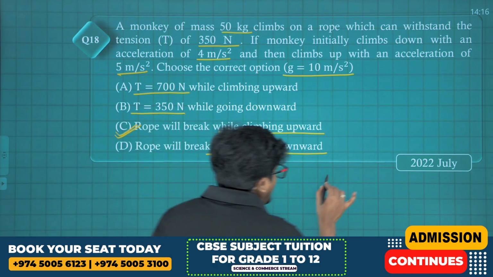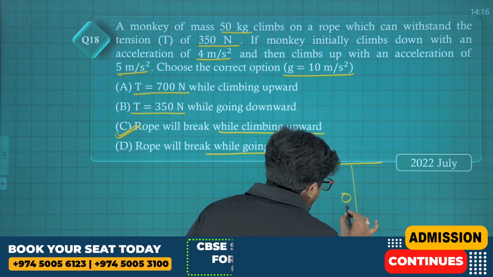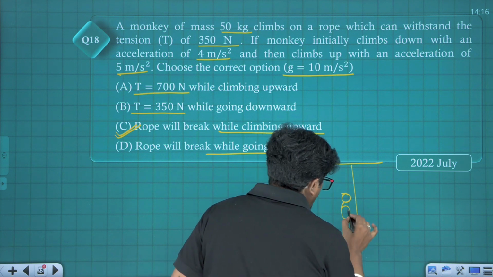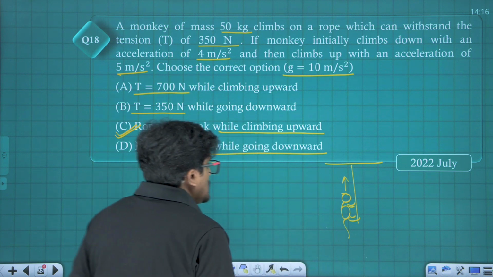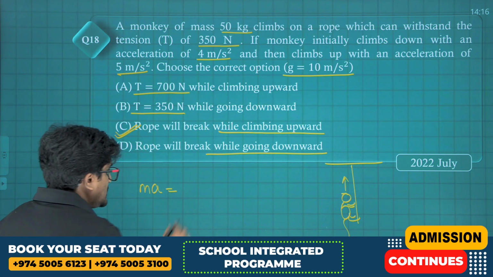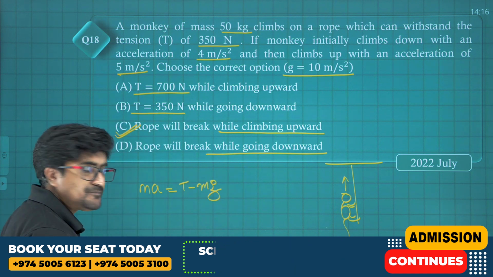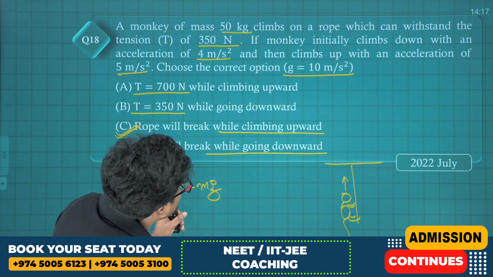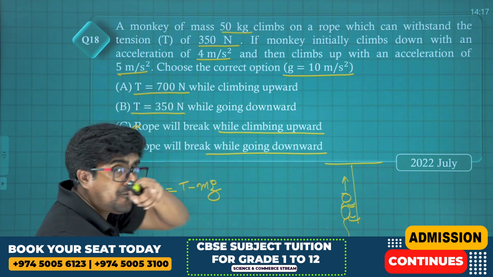In that case, I can assume the situation like this. Let this be the rope, and let this be the monkey climbing up. So I can say mass of monkey into acceleration of the monkey in the upward direction, that needs to be what? T in the upward direction minus mg in the downward direction. Now mass of the monkey is what? 50, and the acceleration while climbing up is marked as 5.